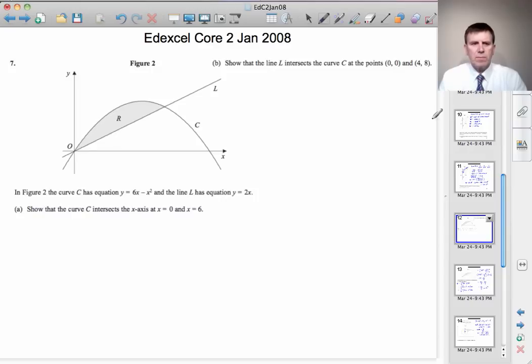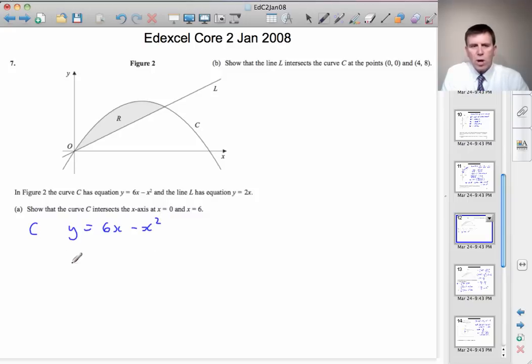Question 7. In figure 2, the curve C has equation y equals 6x minus x squared, and the line L has equation y equals 2x. Show that the curve C intersects the x-axis at x equals 0 and x equals 6. So we have our curve C with equation y equals 6x minus x squared.